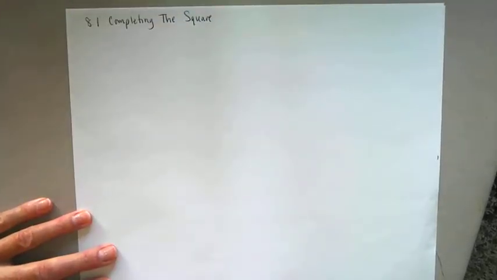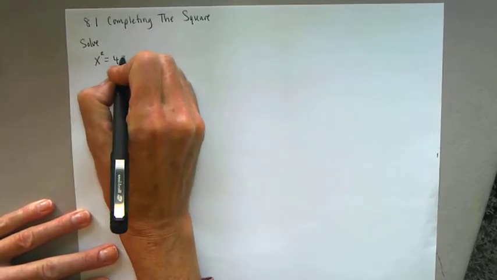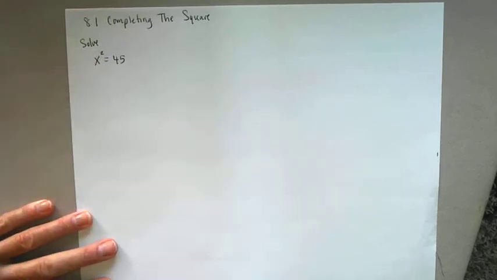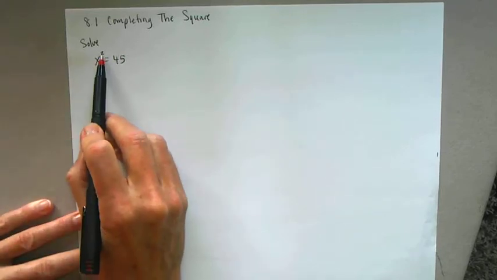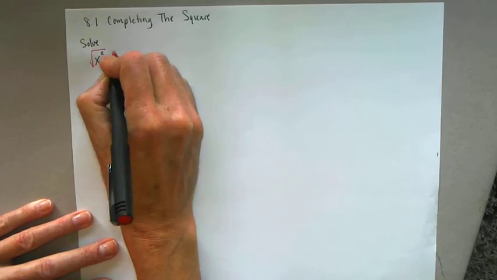Chapter 8, Section 1 is completing the square. And so now they're going to give you, complete the square, they give you some easy ones to start with. And so if they ask you to solve that, you know that to get x alone, you just have to cancel the square. And so we're going to do that by square rooting both sides.